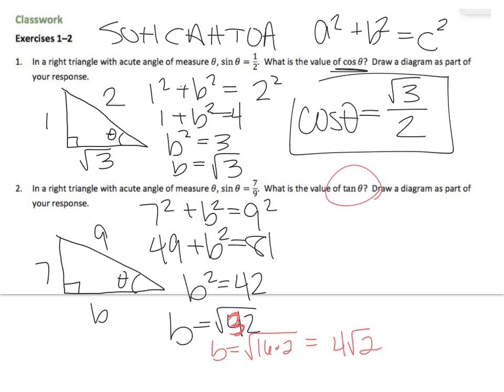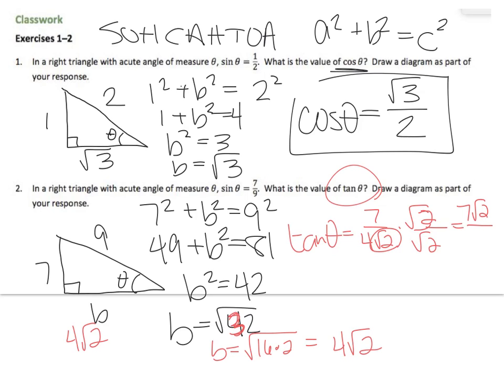So we're looking for tangent theta. Here we have 4 square roots of 2. Tangent theta equals opposite over adjacent. So 7 over 4 square roots of 2. I need to rationalize that. So I'm multiplying by the square root of 2 over the square root of 2, and that gives me 7 square roots of 2 over 8. Because the square root of 2 times the square root of 2 is 2. 2 times 4 is 8.